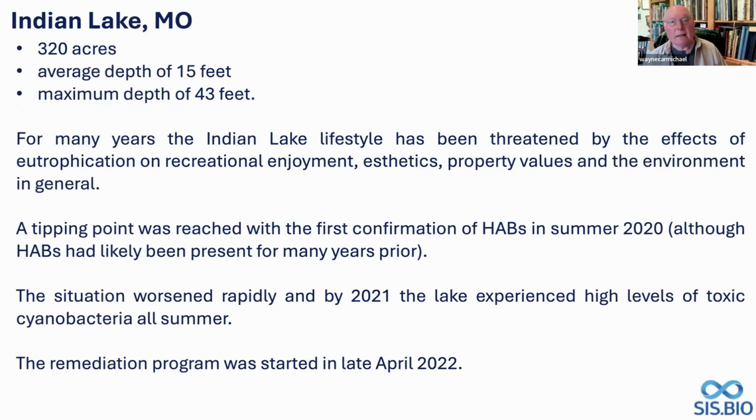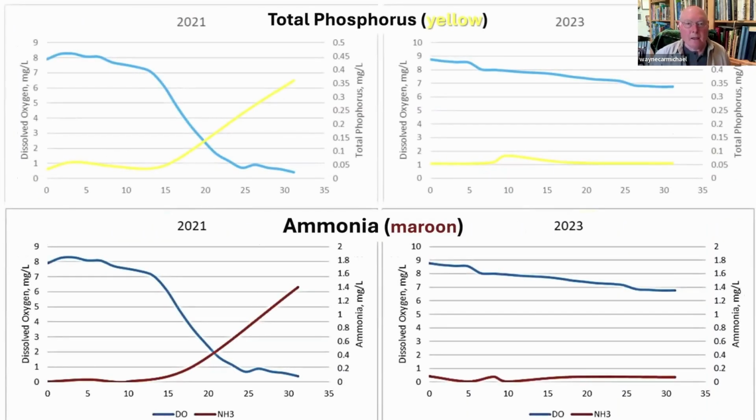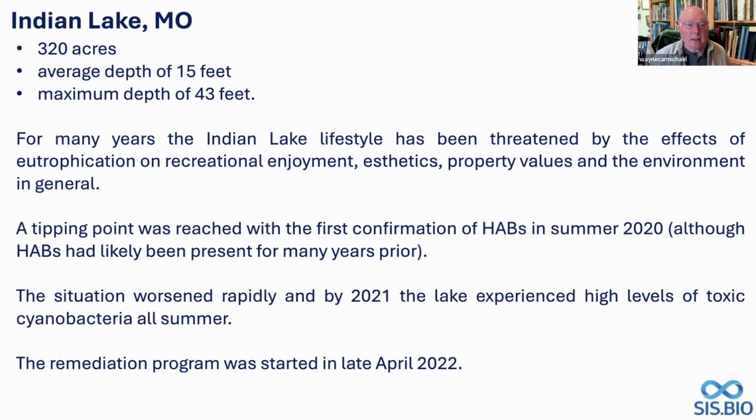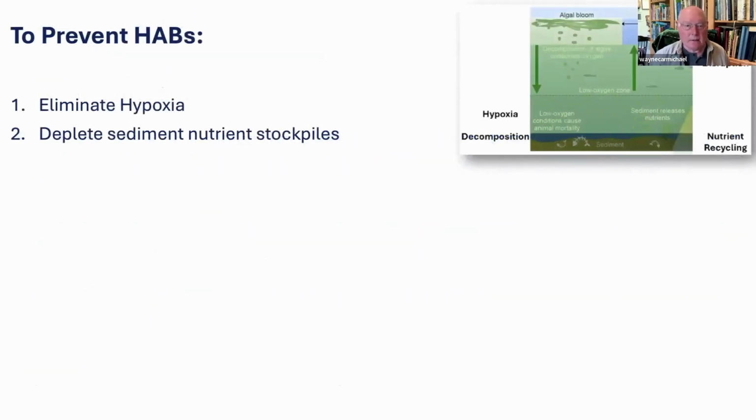Let's move back to Indian Lake. Keep in mind, this was the example I used for the hypoxia. Now we want to look at how to improve the algae. Again, just to refresh, these were the profiles for oxygen, phosphorus, and ammonia from 2021 to 2023. And Indian Lake, again, looks like this.